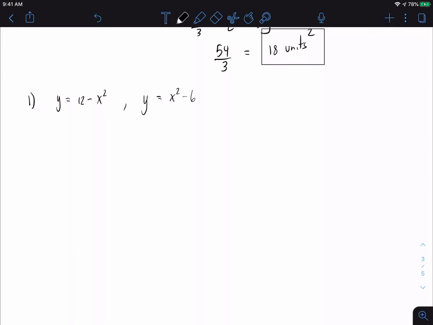All right, I'm going to at least graph them, okay? Would the graphs intersect at 3 and negative 3? That's exactly where they intersect.